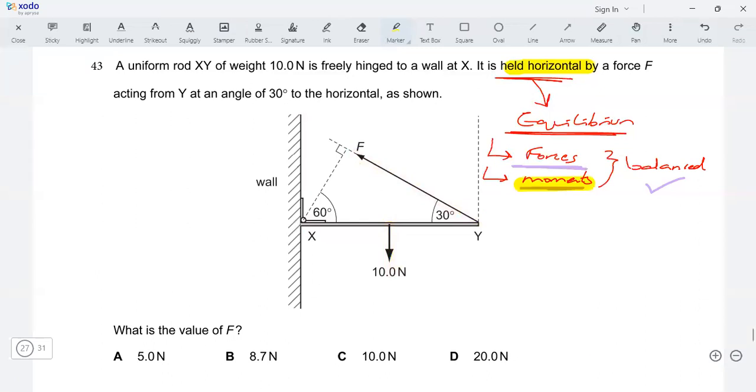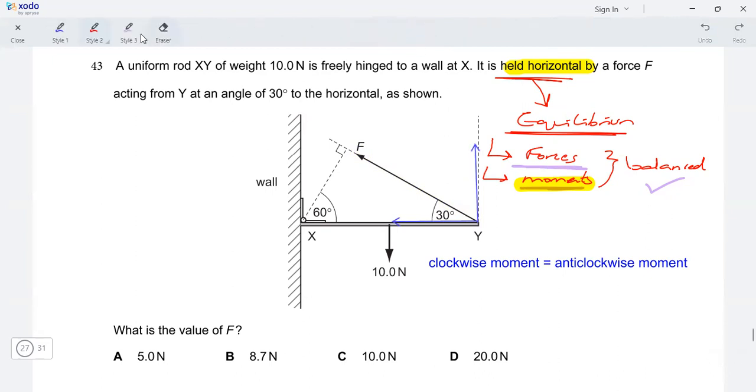Now, in order for moments to be balanced, the clockwise moments must be equal to the anti-clockwise moments. So we can construct an equation like that. Before doing that, I need to resolve the F force into its components, the horizontal and the vertical components, and I would name them as F sine 30 for this one and F cosine 30 for this one.